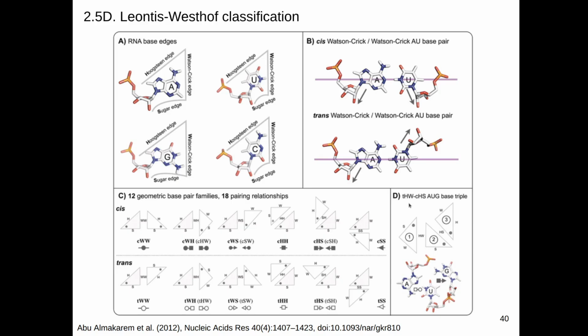This is a base triple of 2 base pairs. So here we have trans Hoogsteen Watson-Crick AU base pair. Here we have cis Hoogsteen sugar UG base pair. Note that Hoogsteen sugar UG differs from Hoogsteen sugar GU. So here the order of the bases is important because it differentiates which edge of the base interacts.